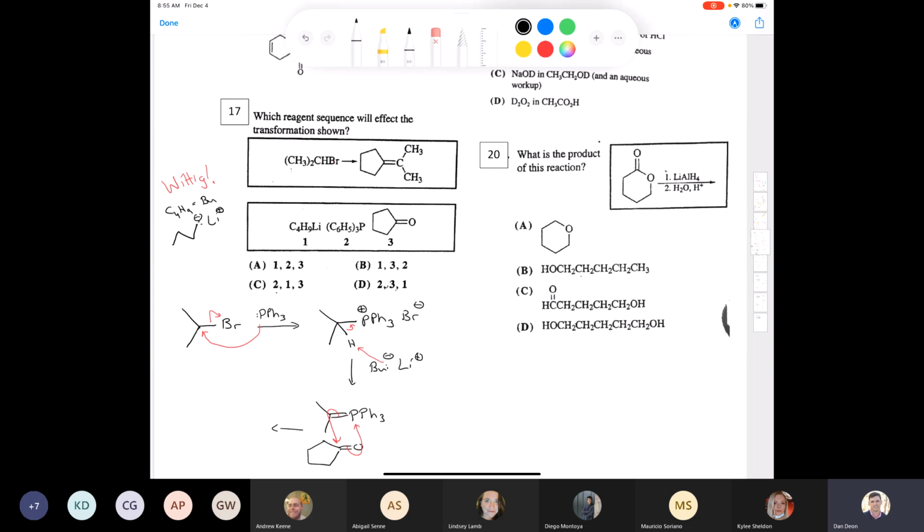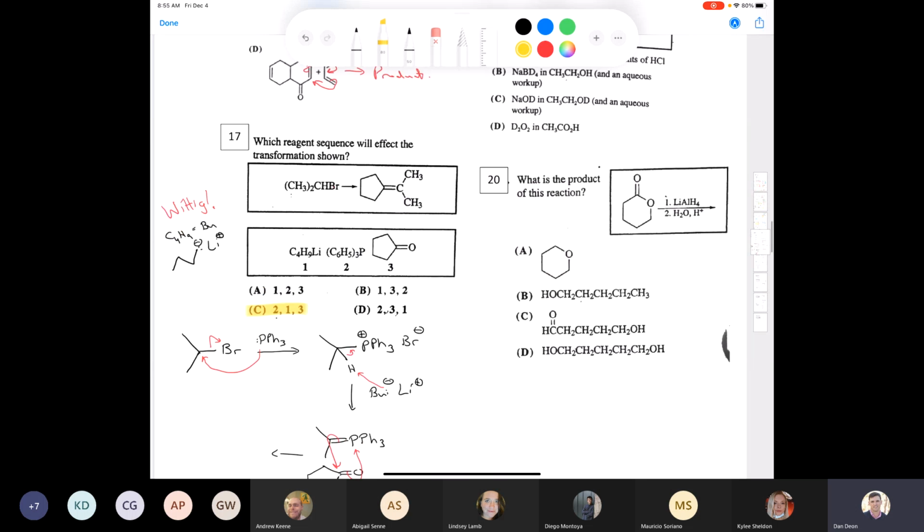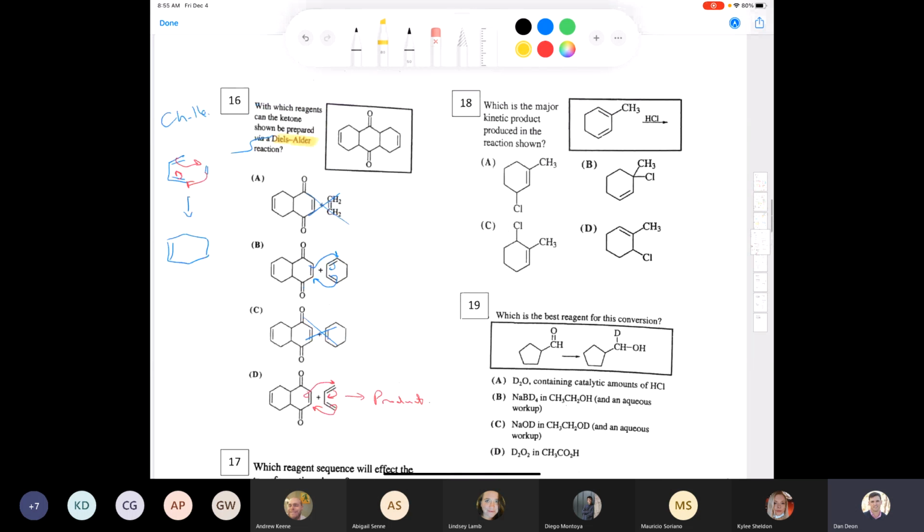So that is C. Make sure you know the Wittig reaction and any other big important reactions that we looked at. Number 18 deals with kinetic products. It says, which is the major kinetic product produced in the reaction shown? This is just addition of HCl, a 1,2 addition, right? Remember that kinetic addition gives you the 1,2 product.